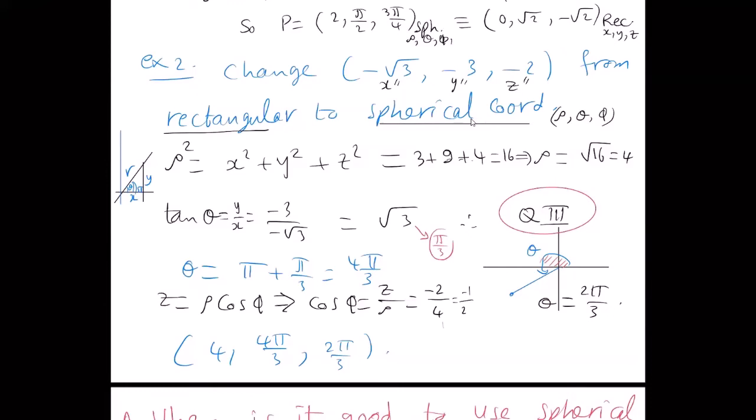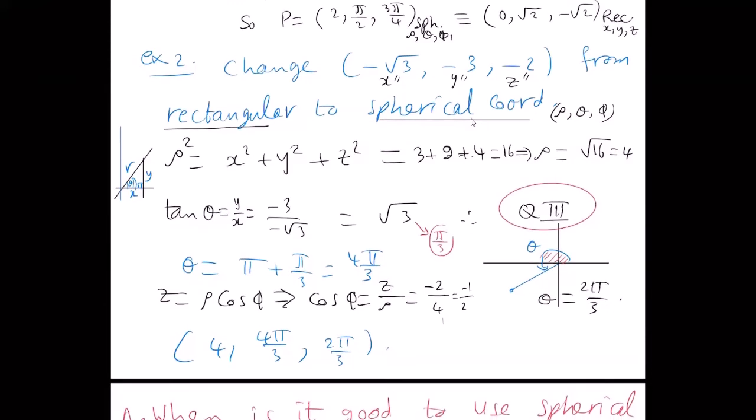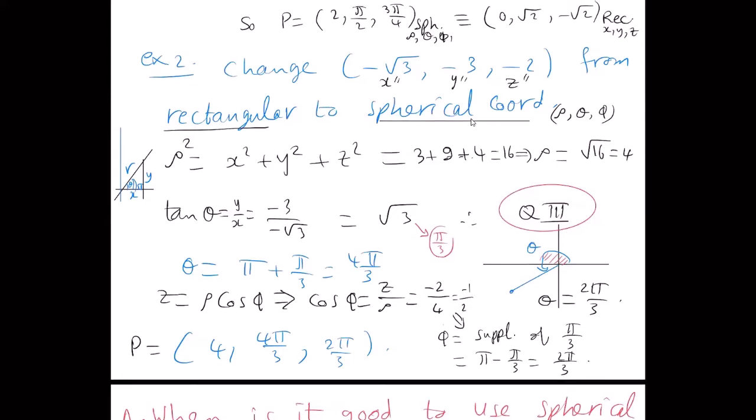Cosine phi is negative half, so if cosine phi is half, phi is 60 degrees or pi over 3. This is the acute angle, but we need its supplementary angle. So phi is supplement of pi over 3. What is that? It's pi minus pi over 3. It's 2 pi over 3. So we get P equals, this is in spherical.